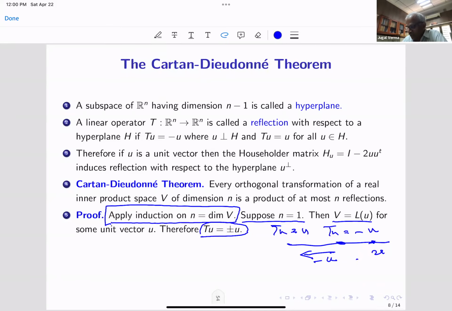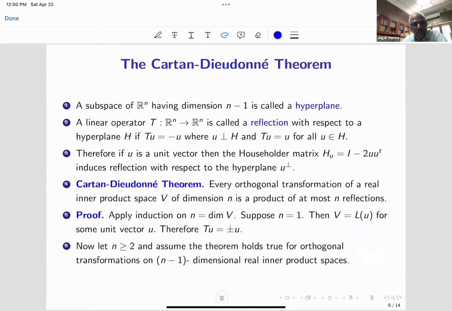So therefore, the theorem is a trivial statement for a one-dimensional vector space, and I urge you to prove it in dimension 2 yourself. By knowing the structure of orthogonal matrices in dimension 2, you can easily show this theorem by hand. But we are applying induction, so it is all right to begin with dimension one. So now we can assume that n is at least two. That is, we are dealing with a real inner product space of dimension at least two, and we assume that the theorem holds true for orthogonal transformations acting on n minus one dimensional real inner product spaces. That's the induction hypothesis: if I have an orthogonal transformation of a vector space of dimension n minus one, then it's a product of at most n minus one reflections in hyperplanes.